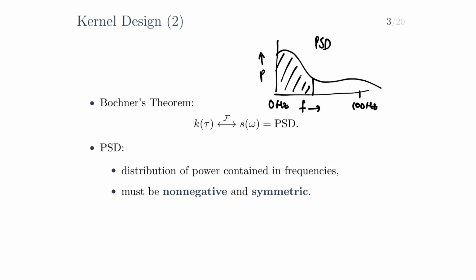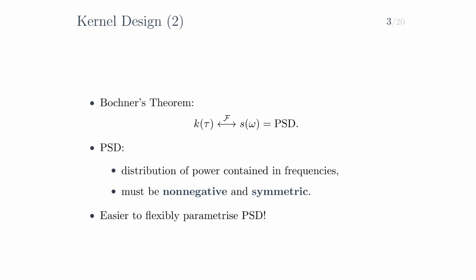The only requirements that a power spectral density has to satisfy is that it must be non-negative and symmetric. These requirements are much simpler than that of the kernel, which is positive definiteness. So, if we aim to very flexibly parameterize a kernel, but we don't know how to directly flexibly parameterize a positive definite function, why don't we parameterize the power spectral density instead? We'll be looking at a number of approaches that do so.